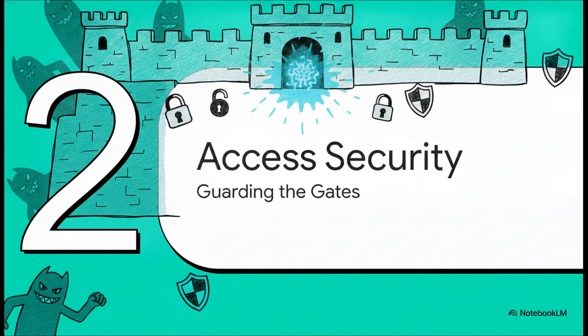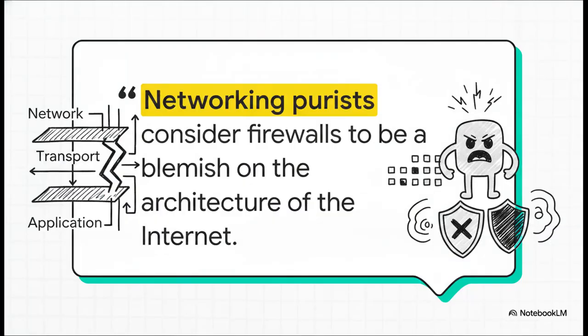All right, so our data is scrambled and secure. Now for the second pillar, access security. It's time to guard the gates. There's this fantastic quote from network pioneer Andrew S. Tanenbaum, who wrote, "Networking purists consider firewalls to be a blemish on the architecture of the internet."